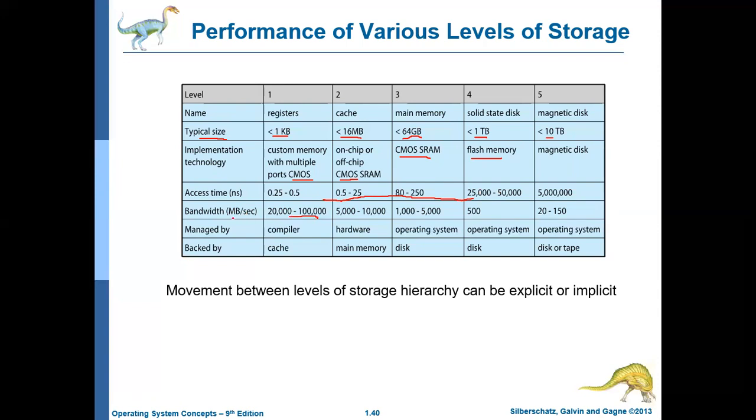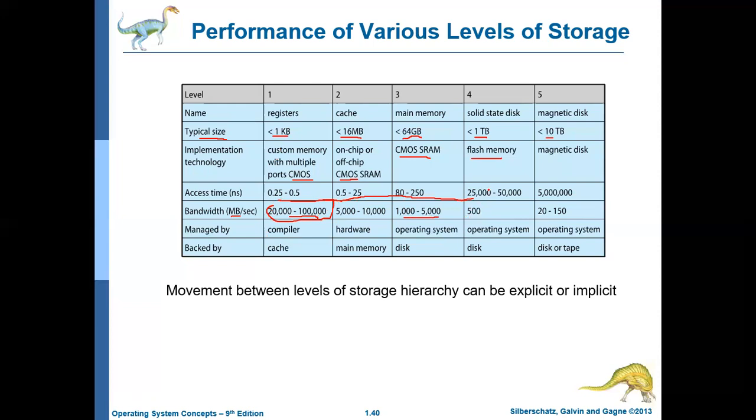It means how much data can be transferred per second, how many megabytes per second. Registers can transfer this many megabytes of data per second, 20,000 megabytes, that is 20 GB to 1 terabyte. But a register will not hold that much content, it will have hardly 1 kilobyte. But that is the transfer rate. Cache memory can transfer at this rate. Main memory can transfer at this rate, 1000 to 5000 megabytes, that is 1 GB to 5 GB per second.